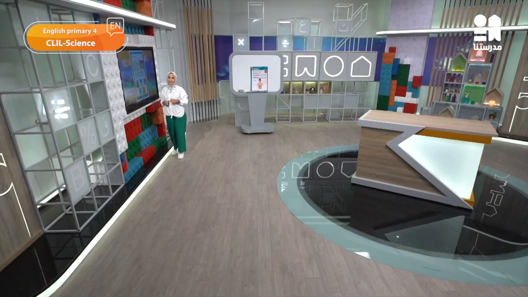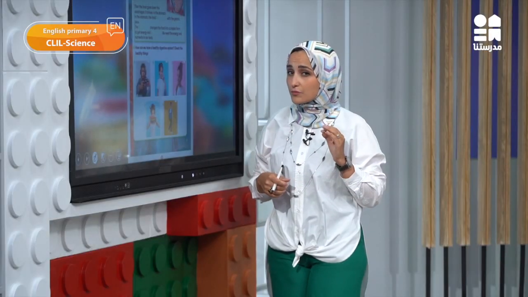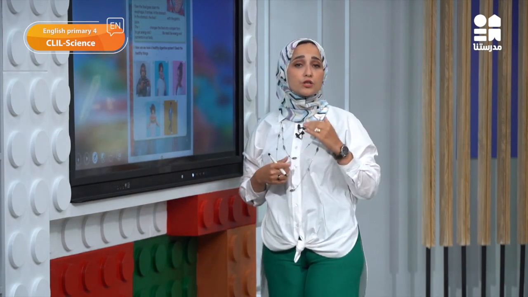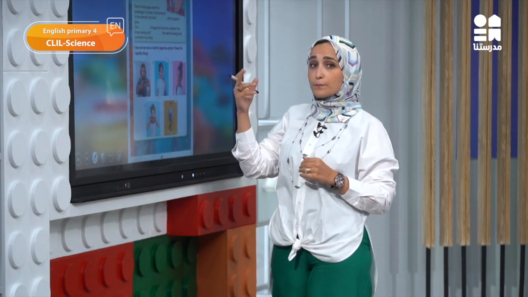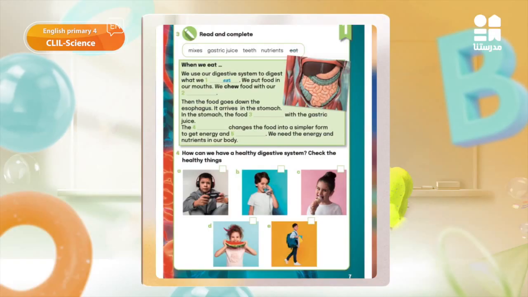healthy. Okay, now can we all say nutrients? Yes, repeat after me. Nutrients, nutrients. Good job. So now we are going to read together and complete. Look here for exercise number 3. You can see these words in the box, and we are going to complete this paragraph using the words in the box. So let's go.